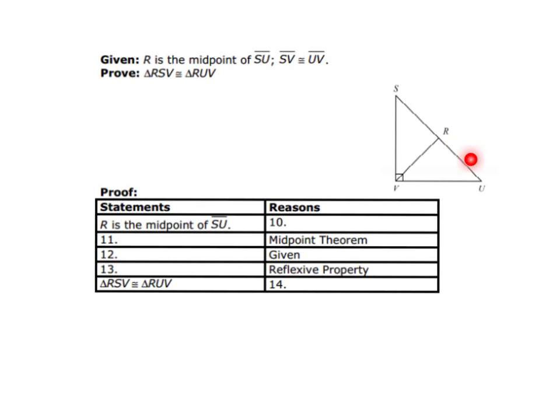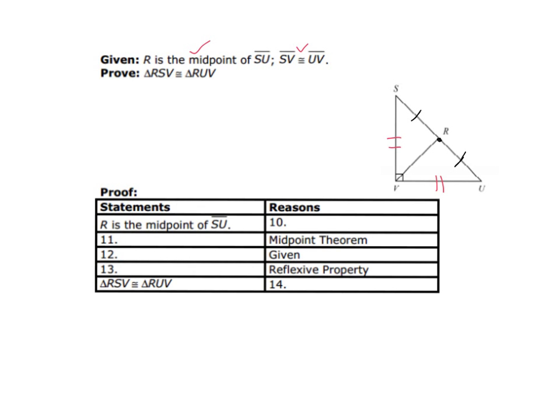So it says R is the midpoint of SU. So if R is the middle, then that would tell me that this has to be congruent to this. SR has to be congruent to RU if R is the middle of line segment SU. Okay. Then they also tell me that SV here is congruent to UV here. All right. Now that I have marked or written down all of our given information, now let's go with our proof.